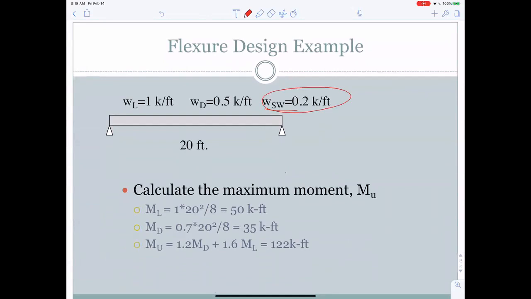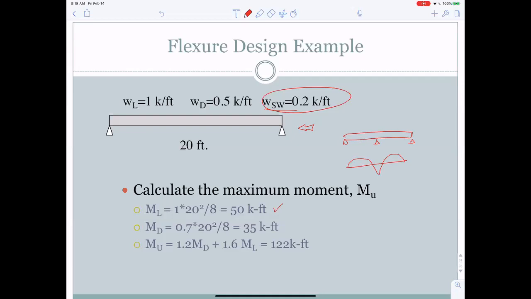And I'm just going to do live, WL squared over 8. That's only because it's simply supported. If you have something like this, you have to do a structural analysis and get the moment diagram and get all the moments. But in this case, it's just WL squared over 8.